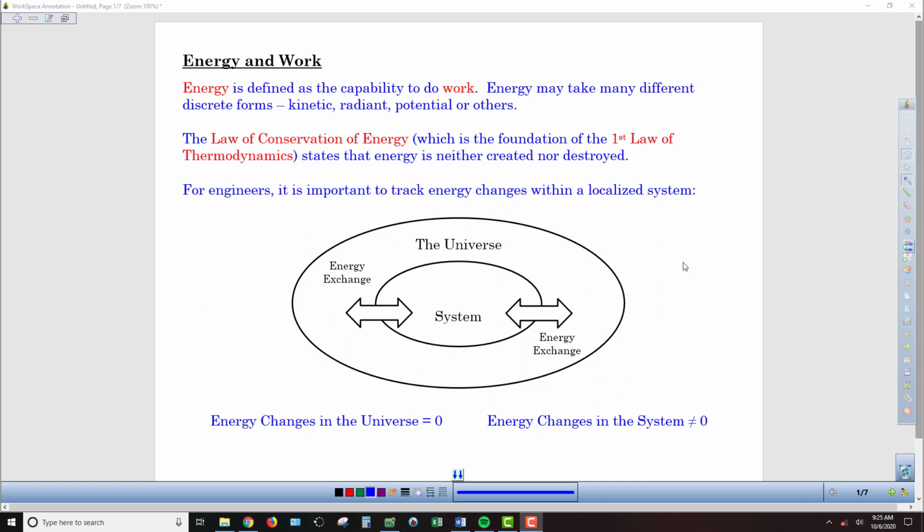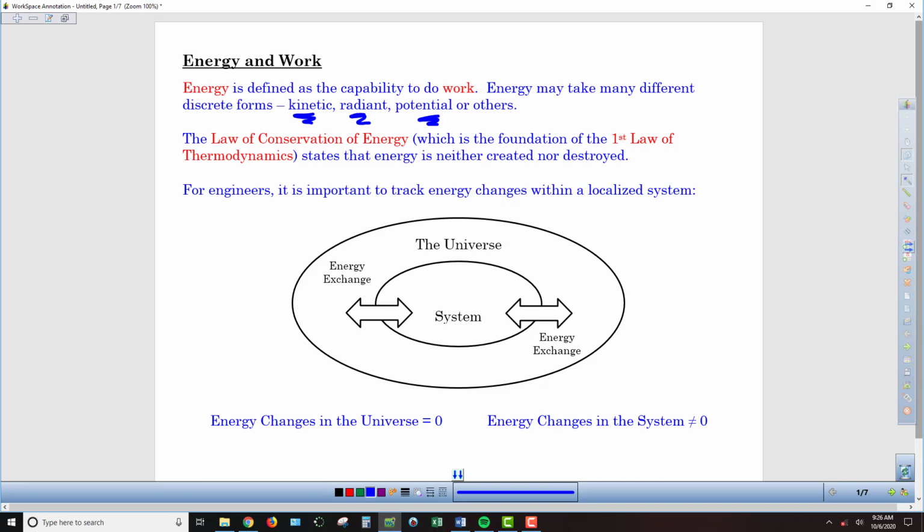In physics and engineering, energy is defined as the capability to do work. Now that work can take a variety of different forms. It can be electrical work, mechanical work, and the energy can take various different forms as well. We'll study some of these: kinetic, there's radiant energy, potential energy, chemical energy, and others.